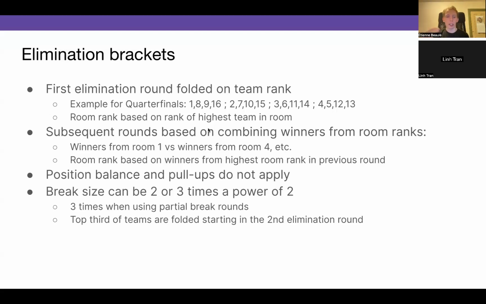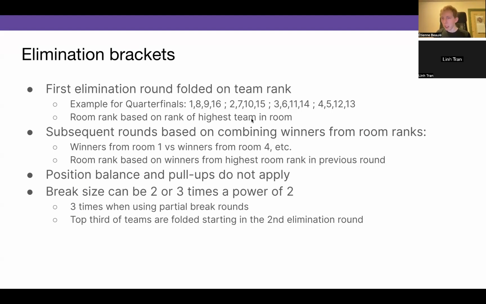And so, if we have 16 teams in the quarterfinals, we do 1, 8, 9, 16 in one debate, 2, 7, 10, 15 in the other, 3, 6, 11, 14 in the third, and 4, 5, 12, 13 in the fourth debate of the quarterfinals. Now we give a room rank to each debate in elimination rounds. So this one would be room rank 1, room rank 2, room rank 3, room rank 4.